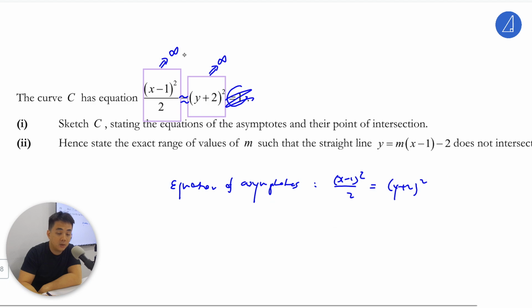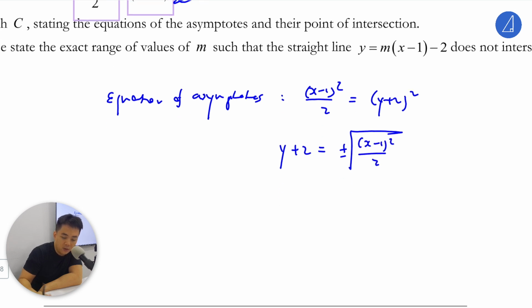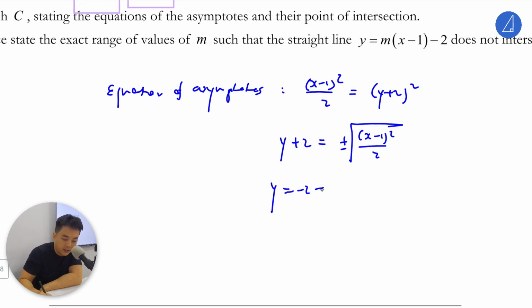This entity here goes to infinity. Since the difference is 1, therefore this would be roughly equal to each other. So this is the equation of the asymptote: y equals plus or minus (x minus 1) over square root 2, minus 2. Easy game. Open the square root. Just do it slowly. But I think you all should be able to do this already, because you guys are prepared.